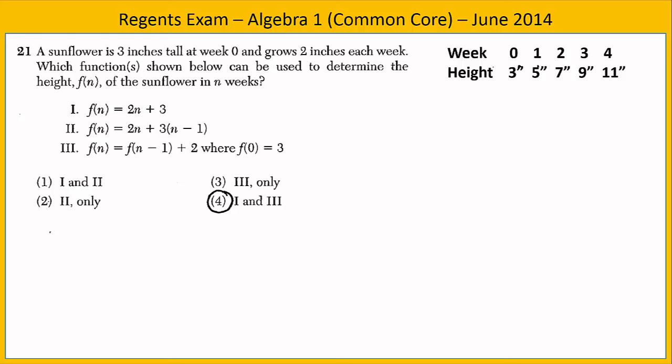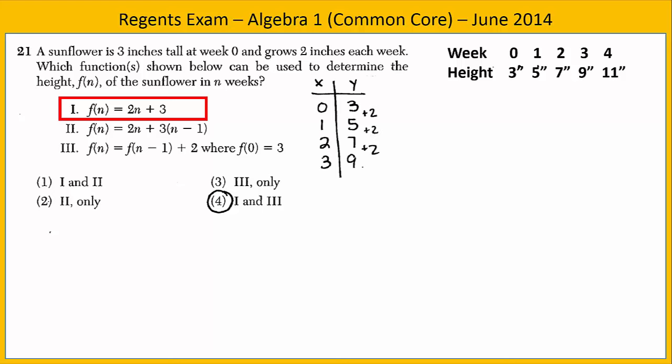Let's look at a table for each of the functions given and see which ones have the same values that we have in our chart on the screen. Let's look at the first one. If we put f of n equals 2n plus 3 into our calculator, we get this table right here. Of course, when we put it into our calculator, we have to use the variable x, but we get this same table. And this table does match the one that we have up at the top of the screen. And so yes, choice 1 can be used to represent the situation.